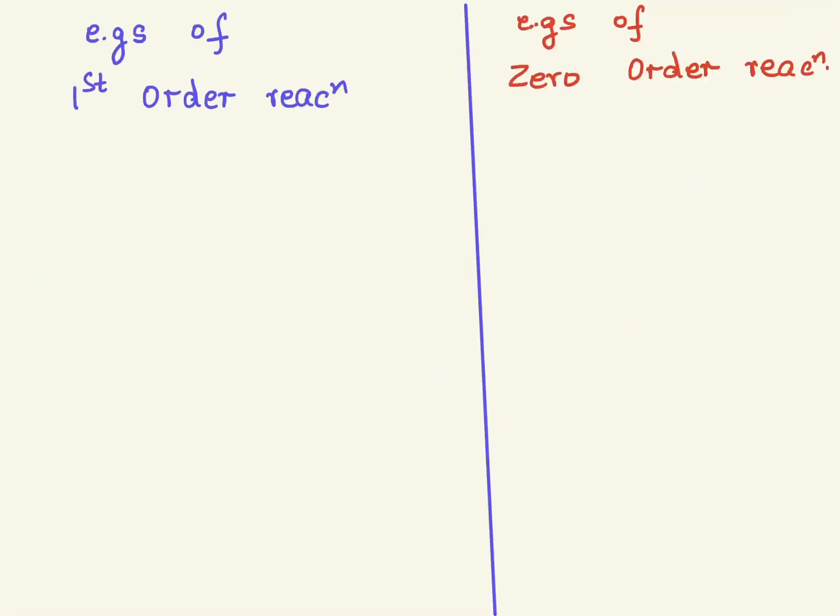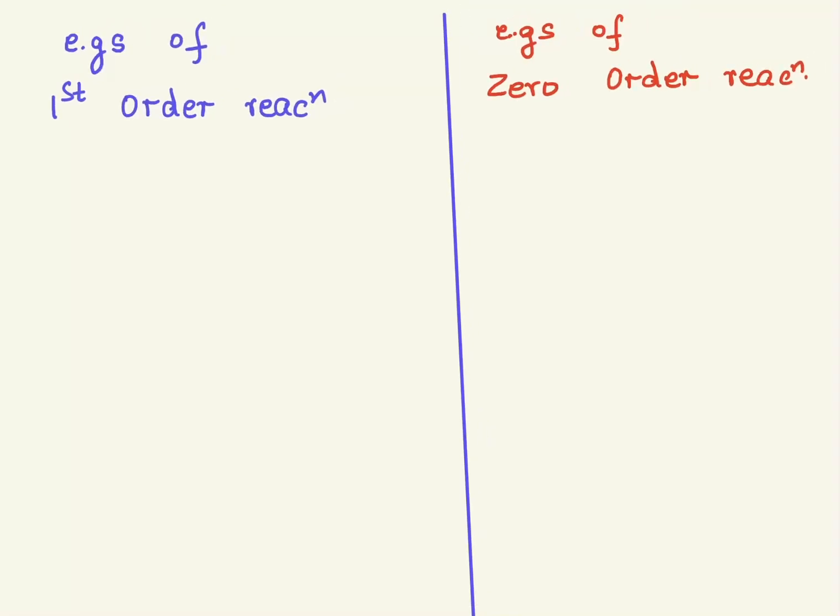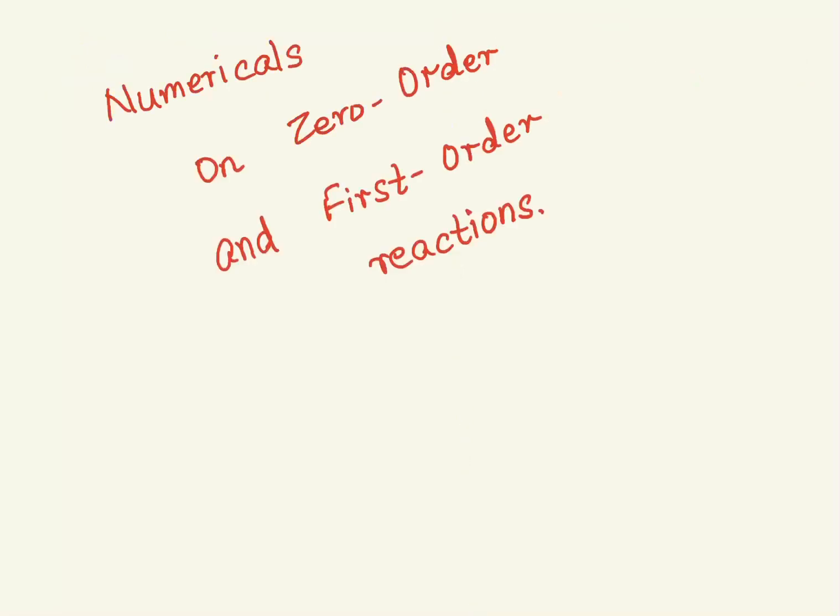What's the food for thought? You have to tabulate examples of first order and zero order reactions in the same notebook that you have noted down this derivation and the graphs. Because we are going to discuss these in greater detail in the next video, and I shall also be taking up numericals on zero order and first order reactions.